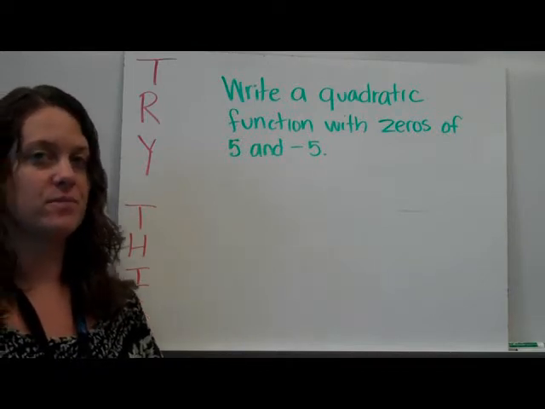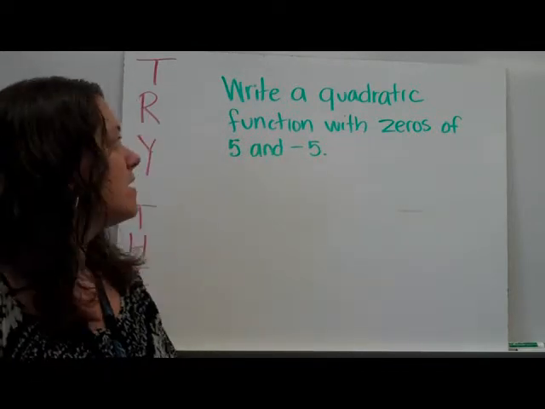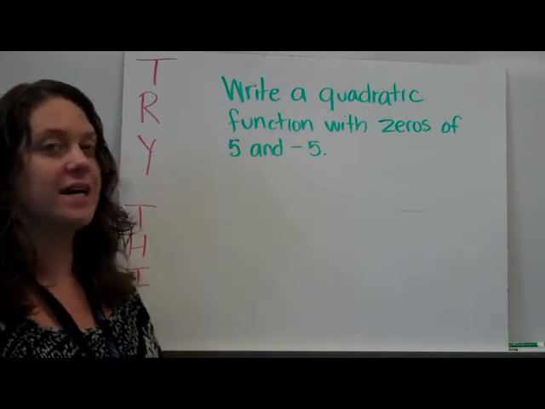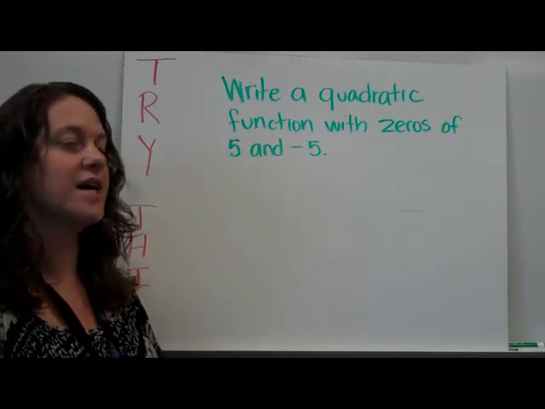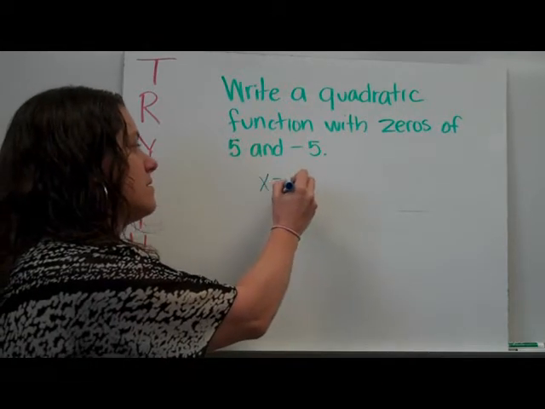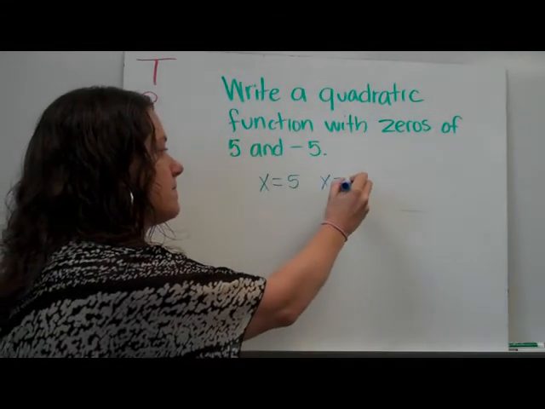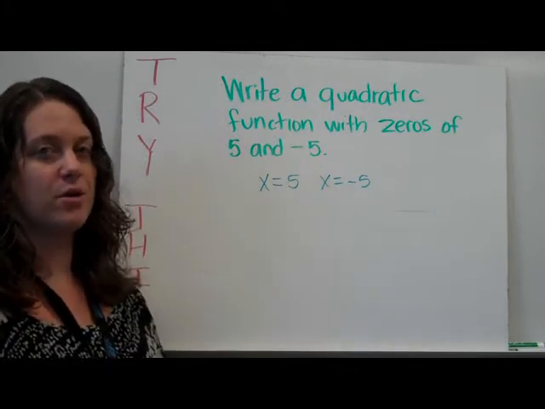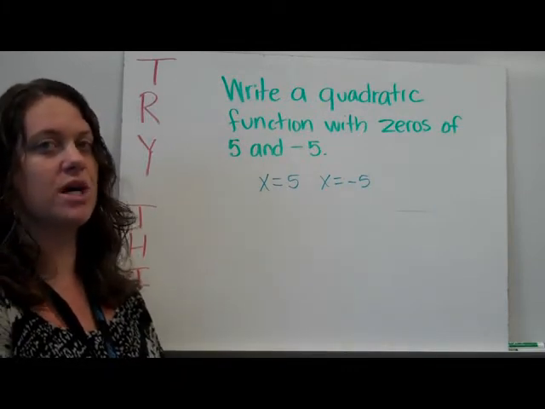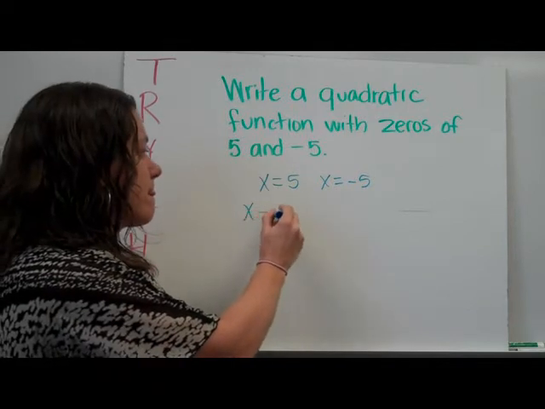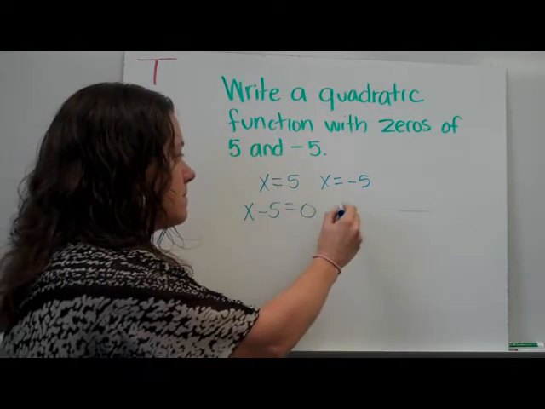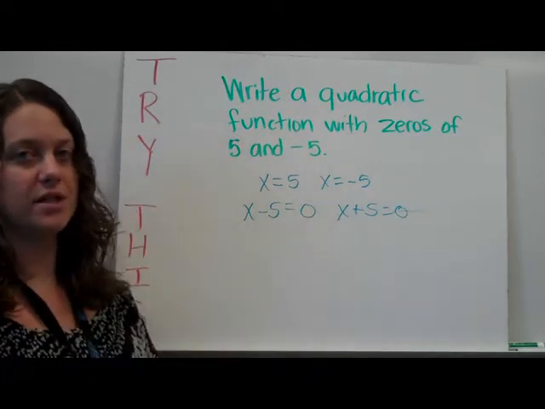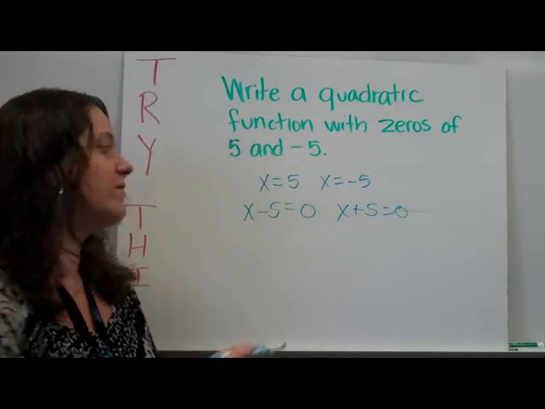Okay, so welcome back if you paused. What you're going to do is write a quadratic equation with the zeros of 5 and -5. So there are my zeros. Now remember, I'm going to turn them both back into equations, so unsolve them. Then I am going to multiply them together and put them back as one function.